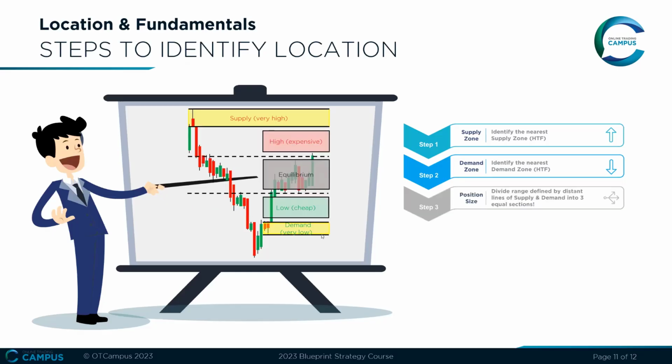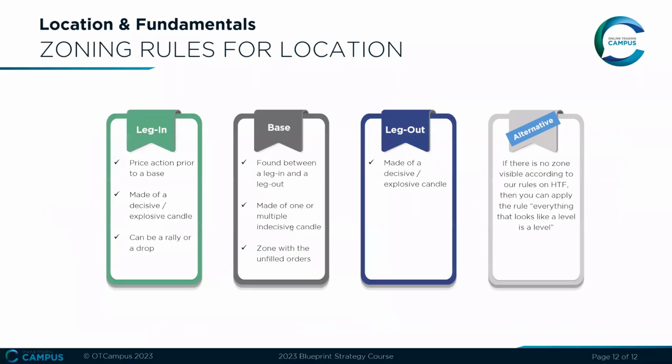Then we'll put our Fibonacci tool from distal demand to distal supply, and we'll divide this entire area, our window of opportunity, into 3 equal parts. And by doing that, I'll get a high, an equilibrium, and a low. And I'll also have a very high and a very low, which we already had from the prior step. That's just the demand and the supply zone on a higher time frame. These are going to be our zoning rules for that.